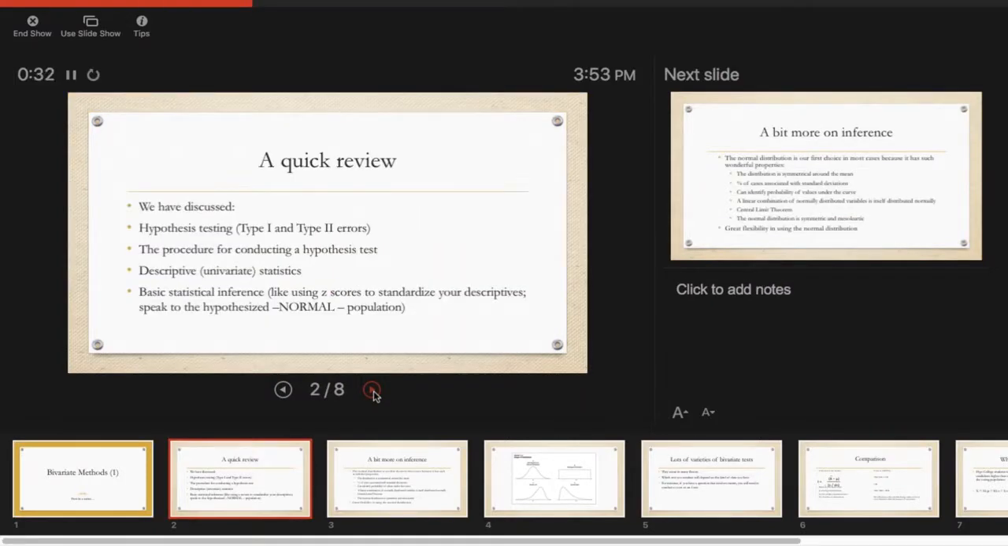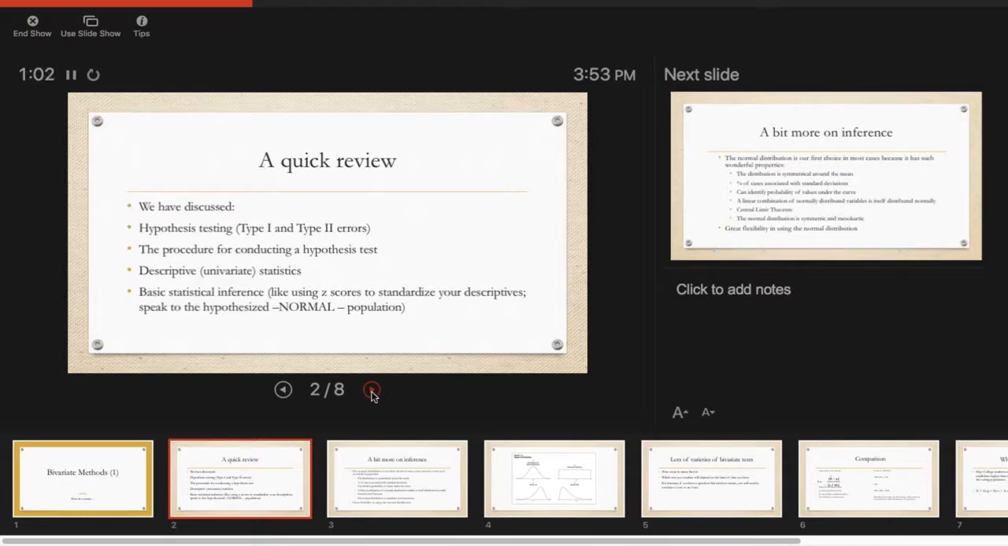As a quick review, we've already discussed hypothesis testing, type 1 and type 2 errors. We've talked about the relationship between those two. We've also gone over the procedure for conducting a hypothesis test. As you recall, this includes setting up a hypothesis, identifying the null hypothesis, setting your level of statistical significance or your alpha level, typically 95%, etc., conducting the test, comparing to critical value, all of that.